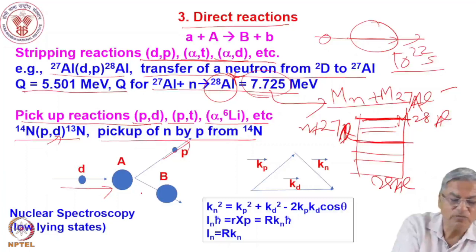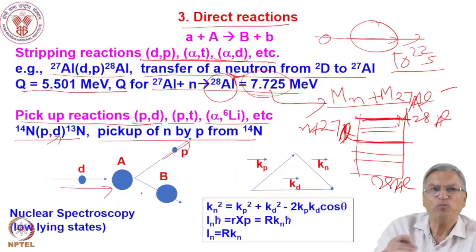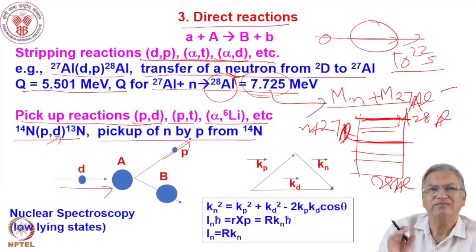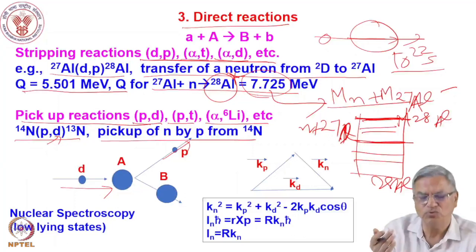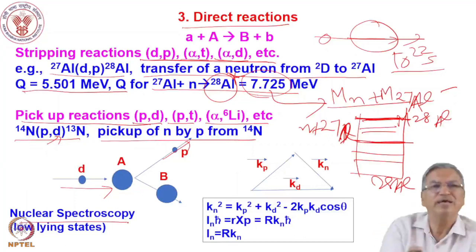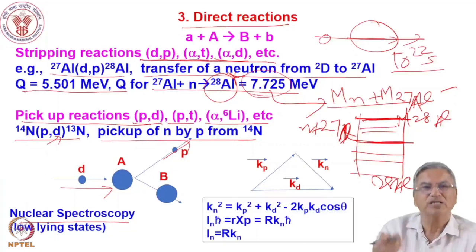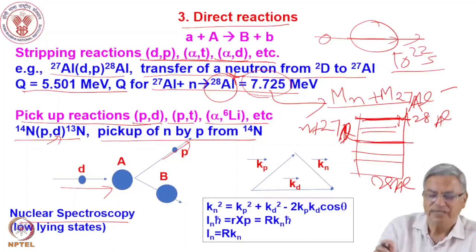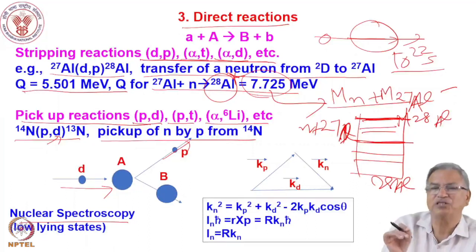So these are the kind of reactions where you populate the low-lying states of the nuclei, because their Q values are not very high. And in fact, the nuclear physics people who study such reactions study the spectroscopy of low-lying states by using transfer reactions of stripping or pickup type. So here, it is the momentum transfer.